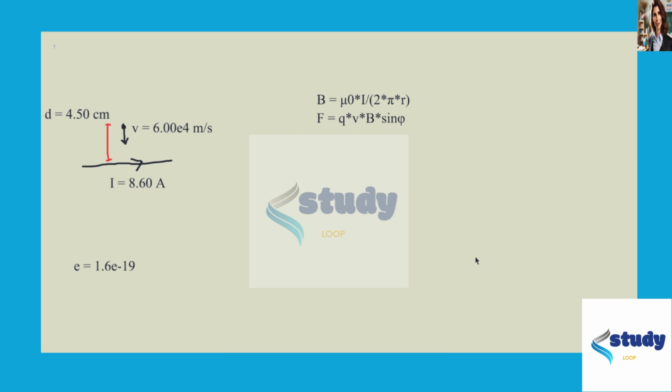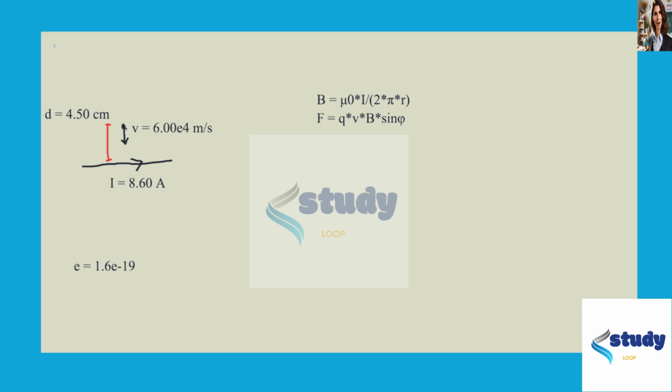Okay, this is question 28.58, where we have an electron that's moving directly towards a long straight wire that has a current. And we're not told what direction the current is, but I'm just going to say that the current is moving to the right here. And the current has a magnitude of 8.6 amps.